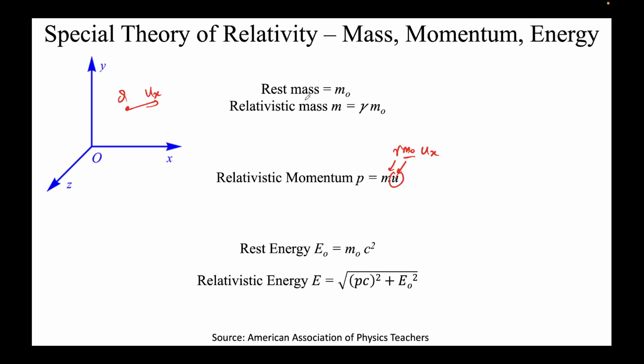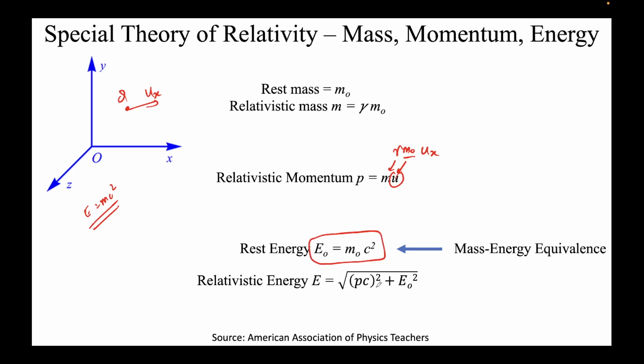A related concept is energy. So the rest energy is m naught c square. You must have heard that E equals mc square, the famous equivalence. So here the energy E naught, the rest energy, will simply be m naught times c squared. This is what is called the mass energy equivalence, this expression.